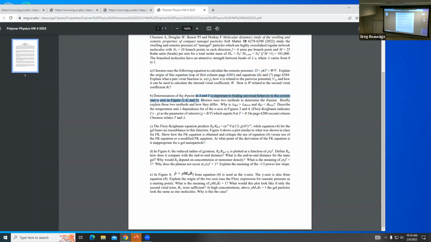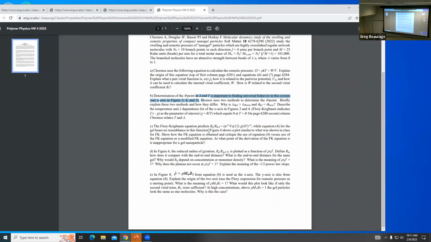So there were two ways they got the theta point. One, R squared goes as NL squared when it's at the theta point. Otherwise, if it's in a good solvent, it's expanded. So if you plot it against temperature, you can find that point where molecular weight drops out. If you plot R over N or something, that's one way. And the other way is the second-order coefficient. Where does that go to 0? He got the same answer for that.